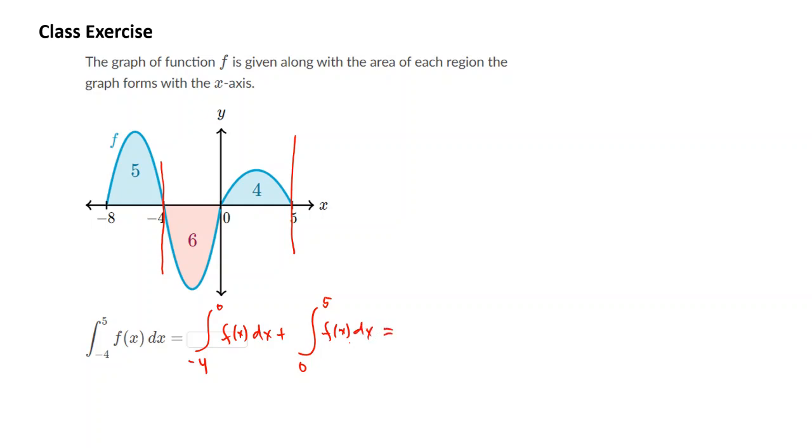And you see the first term, because it is under the curve, is actually minus 6, and the other is actually plus 4. So this is minus 6 plus 4, equal to minus 2. It will be very useful in many cases.